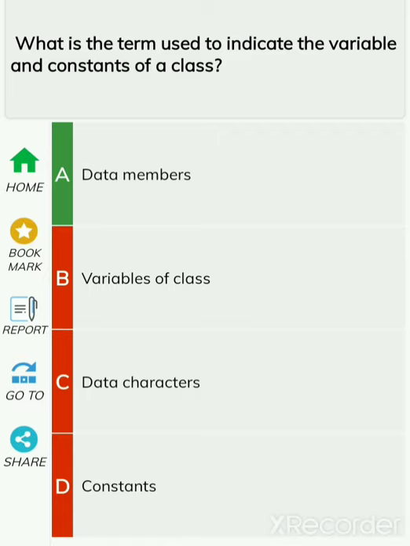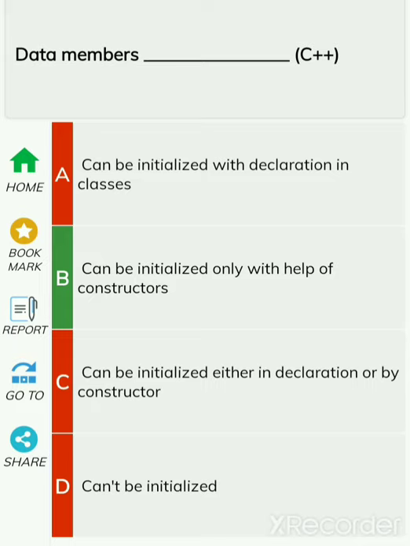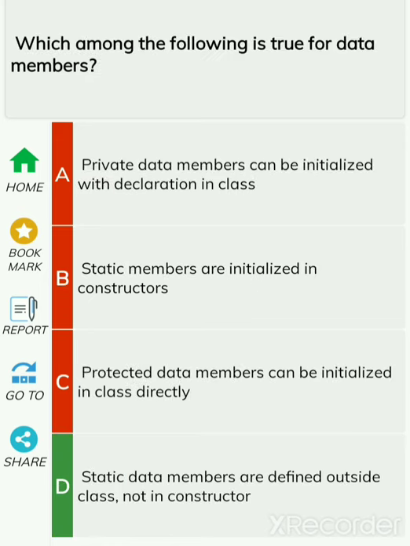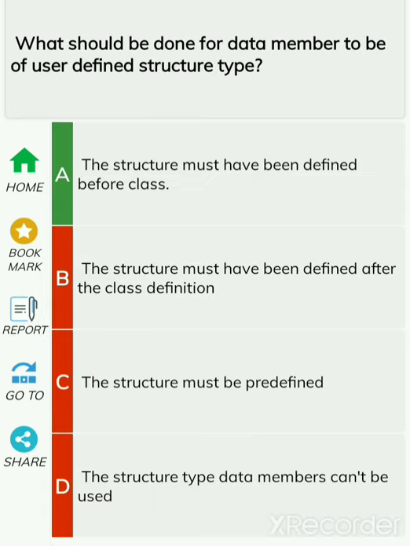What is the term used to indicate the variable and constants of a class? Data members. Data members can be initialized only with help of constructors in C++. Which among the following is true for data members? Static data members are defined outside class, not in constructor. What should be done for data members to be of user-defined structure type? The structure must have been defined before class.